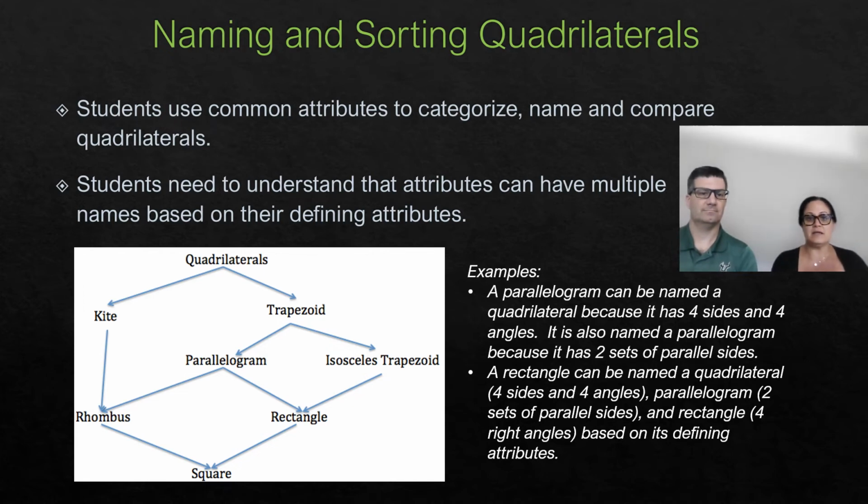But again, same thing with quadrilaterals. We want to make sure that students are sorting them by common attributes. And the hierarchy that you see here of quadrilaterals can also be helpful so that students recognize that, say, when you're looking at the square, it has the attributes of all of those classifications above it, or rectangle looking above.